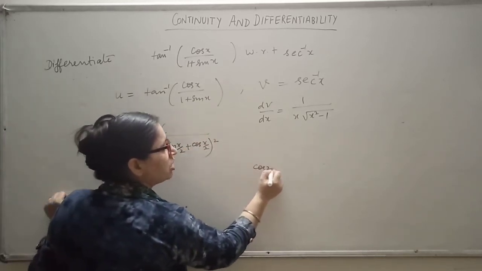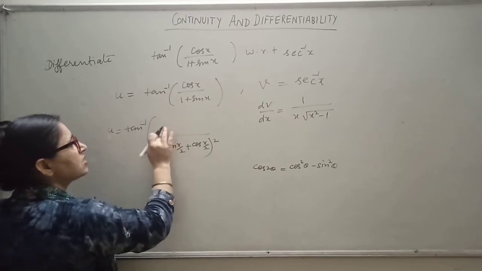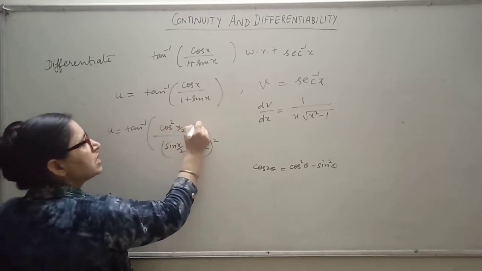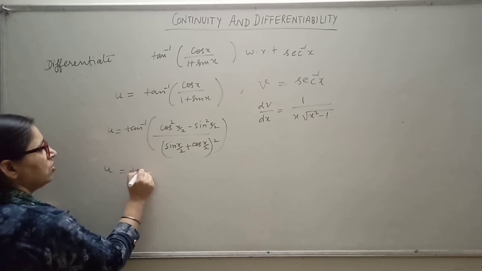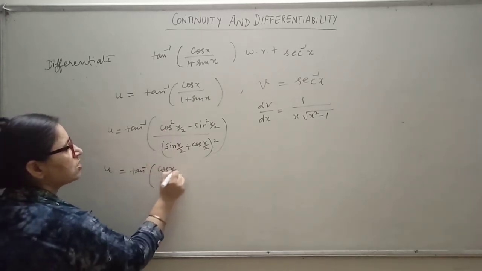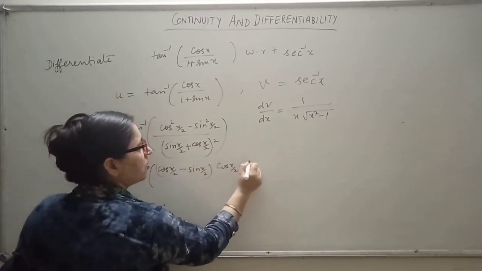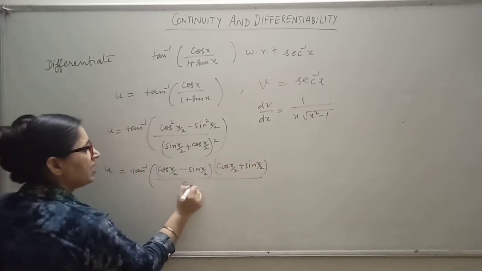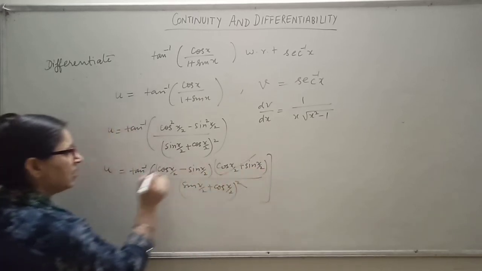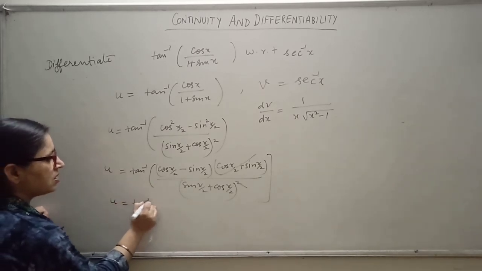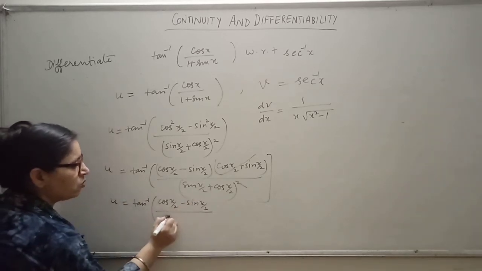And for cos, maybe we will apply that identity in which the angle becomes half. So you know that cos 2 theta is equal to cos square theta minus sin square theta. The angle has become half in this. So I am writing this cos x is equal to cos square x by 2 minus sin square x by 2. So it becomes u is equal to tan inverse, if you simplify this with a plus b, a minus b, cos x by 2 minus sin x by 2 times cos x by 2 plus sin x by 2, and this is your sin x by 2 plus cos x by 2 whole square. This is cancelled, this is cancelled. Now you are left with tan inverse of cos x by 2 minus sin x by 2 divided by cos x by 2 plus sin x by 2.